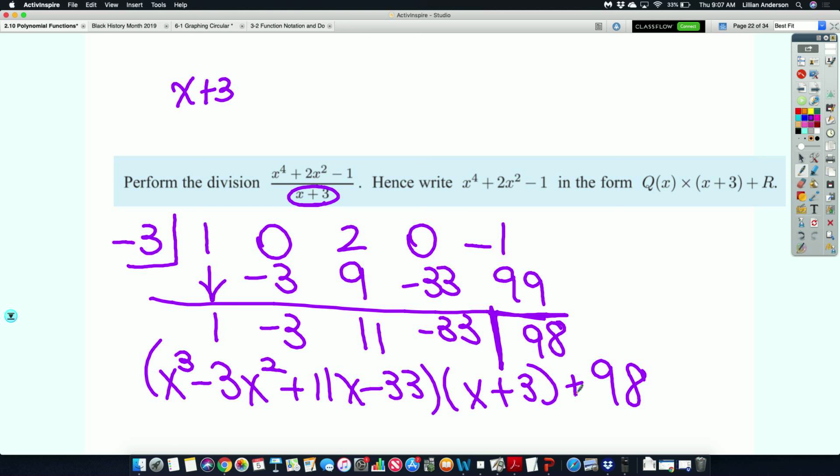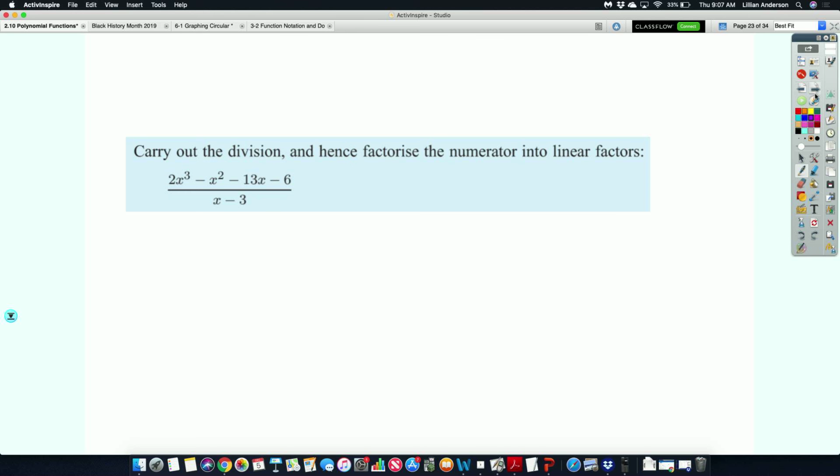Do y'all remember this? Last time, memory lane? Cool deal. Let's do this one. It says carry out the division and hence factorize the numerator into linear factors. Once you carry out the division, when you divide that numerator by x minus 3, what are you going to be left with?